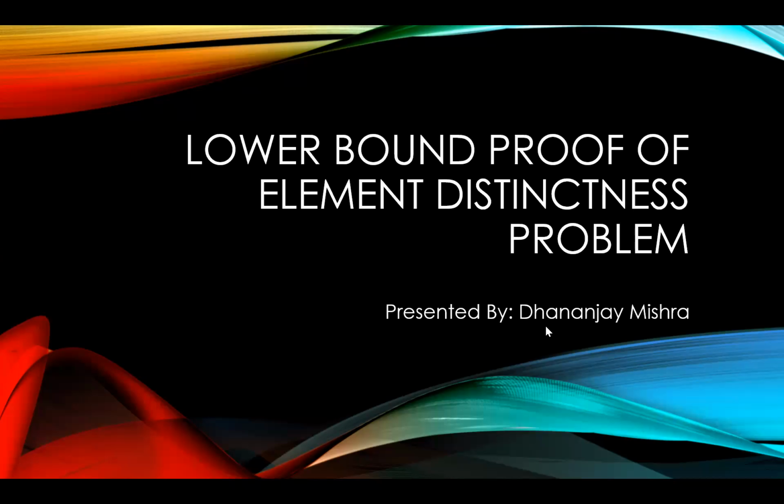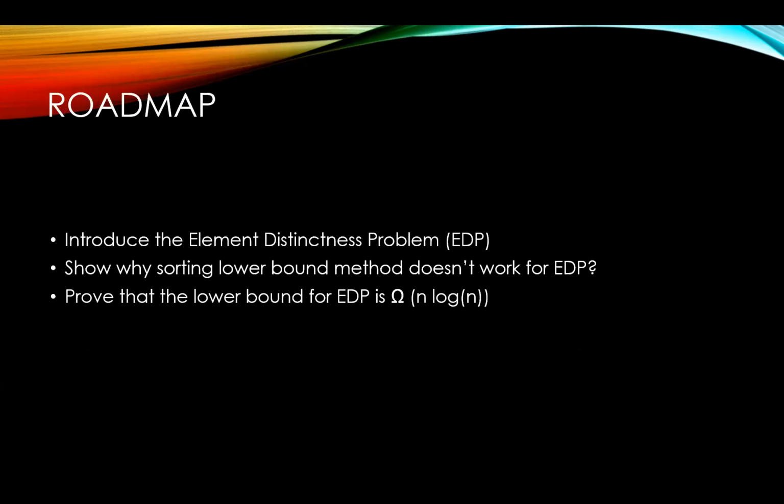This presentation is for the course COT 5405, Design and Analysis of Algorithms. Today's presentation topic is the lower bound proof of the element distinctness problem. The roadmap for today is, first of all, we'll introduce the element distinctness problem, then we'll show why the sorting lower bound method doesn't work for EDP, and then we'll prove that the lower bound for EDP is omega of n log n.